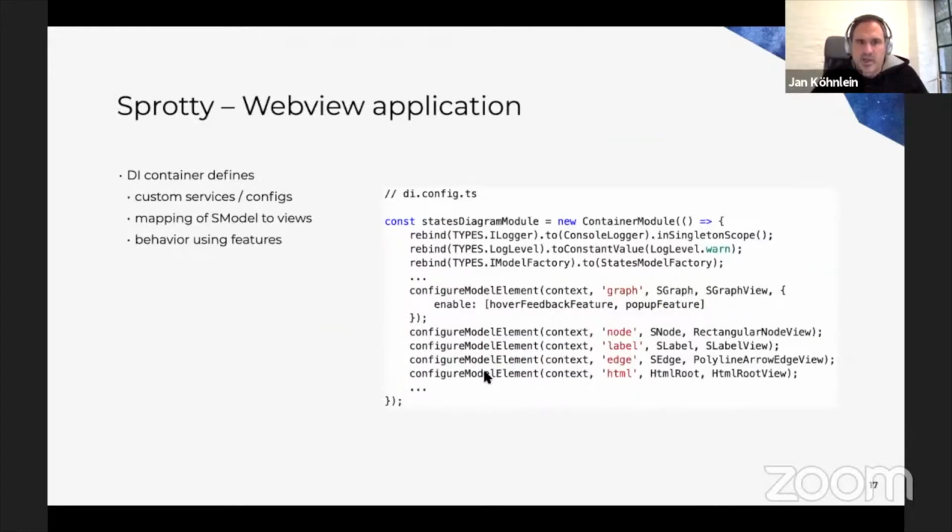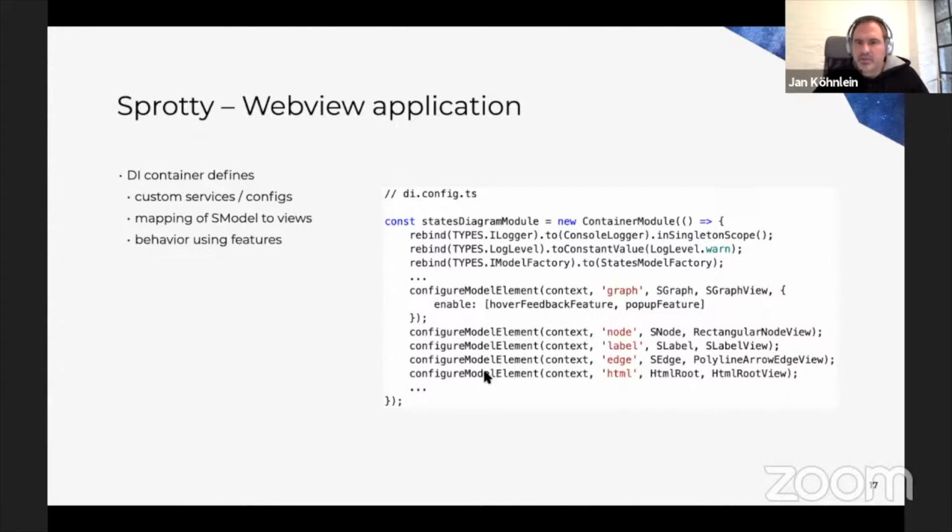A Sprotty application, so a diagram client, mainly consists of a dependency injection configuration. You see here that you can bind some services like the logger, or even override some parts of the structure of this client, like the model factory. But it's also the place where you map these S model elements that I showed you on the previous slides to actual views. And views are like the figures, okay? They are basically functions that take in an S model element and spit out an SVG element.